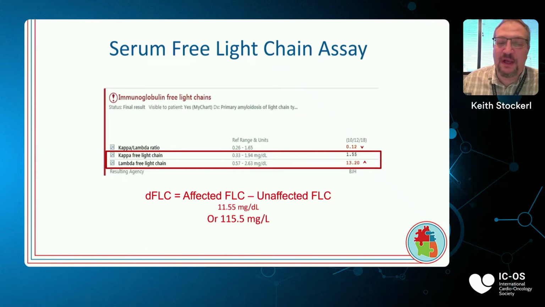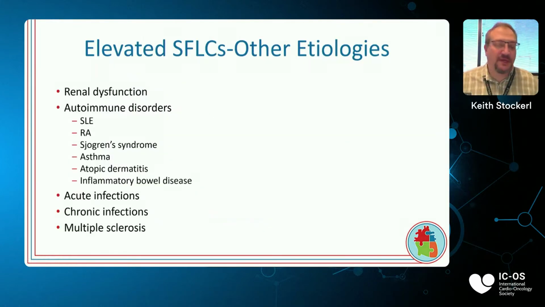This is an example of a test in a patient with light chain lambda amyloid. As you can see, their lambda light chain normal is up to 2.6. Theirs is 13.2. Their kappa is normal, and they have an abnormal ratio. The free light chain test, again, is not specific for light chain amyloid or even monoclonal gammopathies. It can be elevated in patients who have renal dysfunction, since the free light chains are cleared by the kidneys. It can also be elevated in situations of infection or inflammation, so autoimmune disorders, and acute and chronic infections.